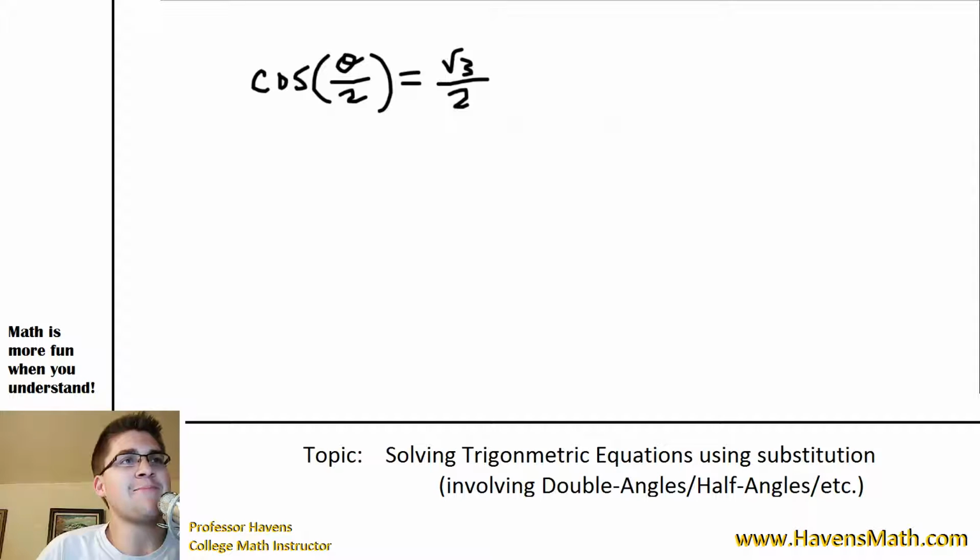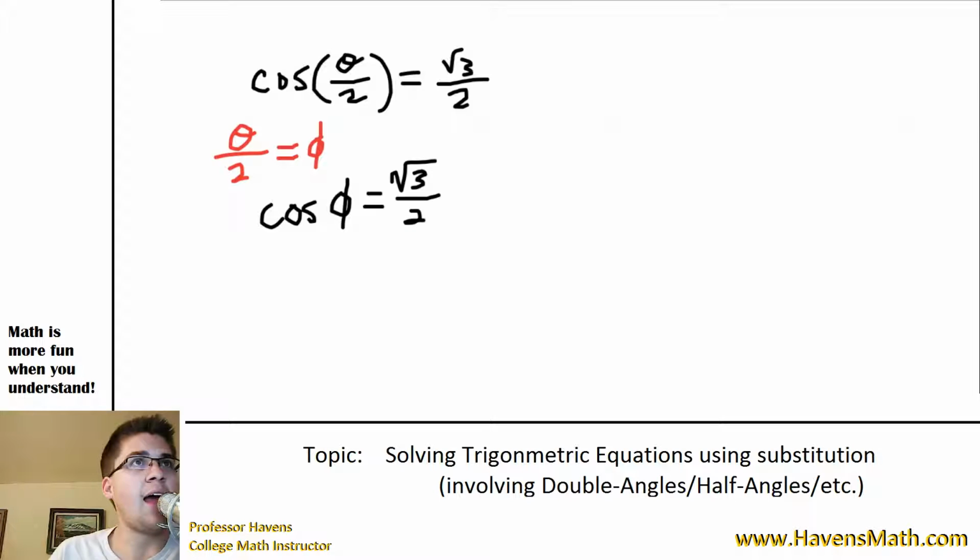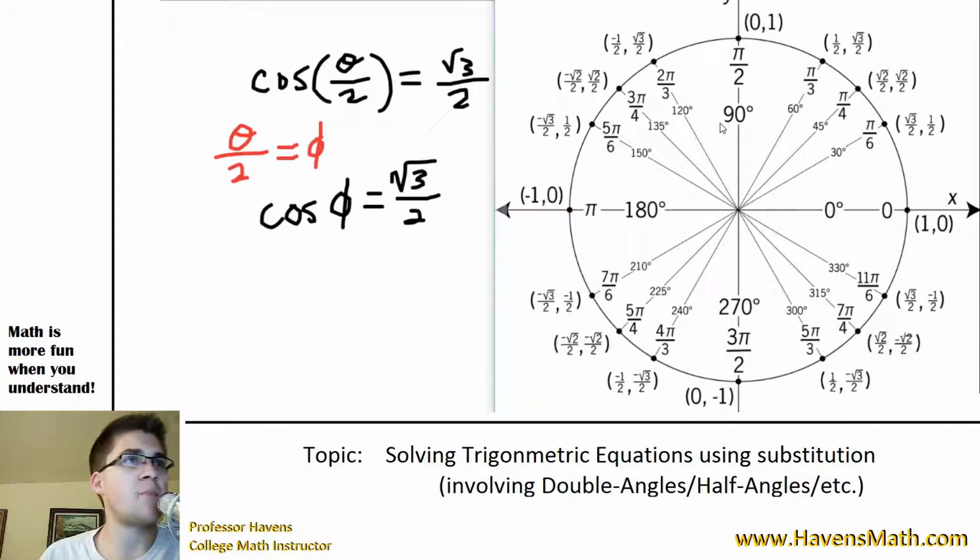But again, same sort of trick. We could take the input of our function, theta over 2, and call that phi, make a simple substitution, and that way our equation would change from cosine of theta over 2 to cosine phi is equal to root 3 over 2. And this, again, we can solve like the last tutorial by evaluating where cosine is root 3 over 2. So pulling up my unit circle. Cosine, remember, is the x-coordinate. So our x-coordinate right there is where cosine is root 3 over 2.